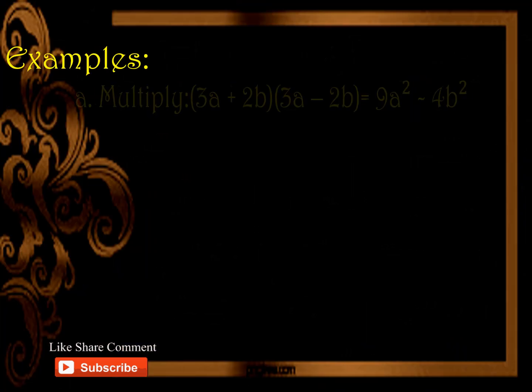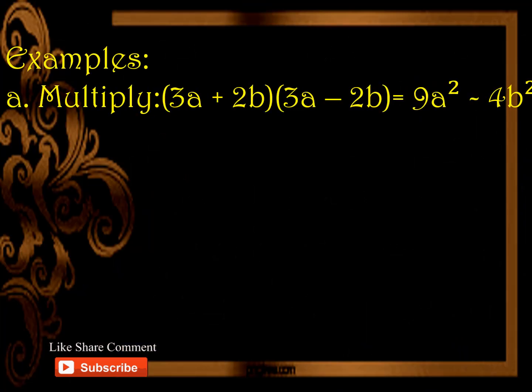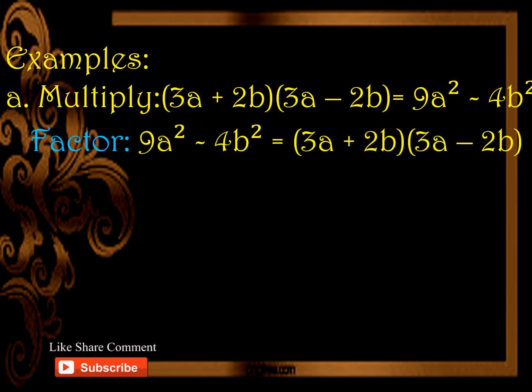So examples. When we multiply quantity 3a plus 2b by quantity 3a minus 2b, we will get an answer of 9a squared minus 4b squared. So if we want to get the factors of 9a squared minus 4b squared, we will get quantity 3a plus 2b times quantity 3a minus 2b.